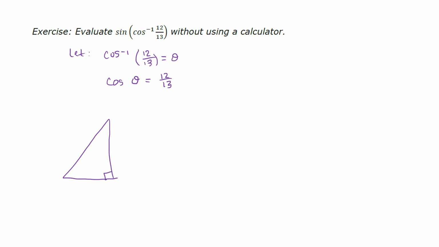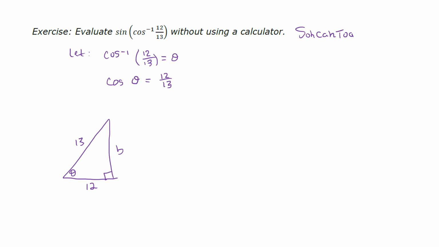So we have theta here in the corner, and we know our formula. SOHCAHTOA helps us identify where each length is represented. So cosine is adjacent over hypotenuse. So that means the adjacent side to theta is going to be 12, and the hypotenuse is going to be 13. So that means I can find this missing side by using the Pythagorean theorem.